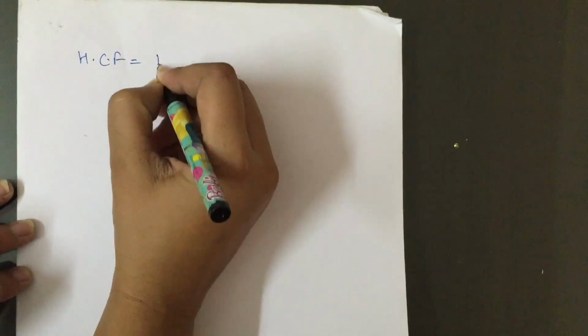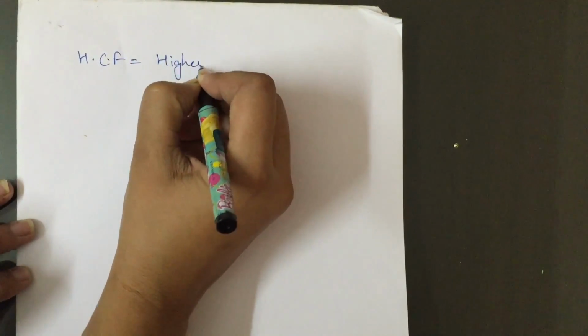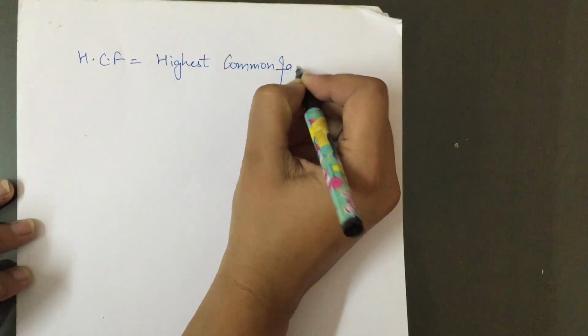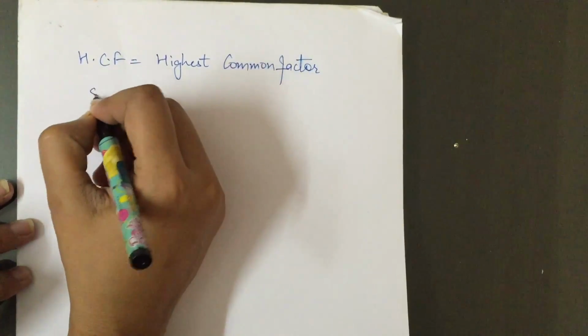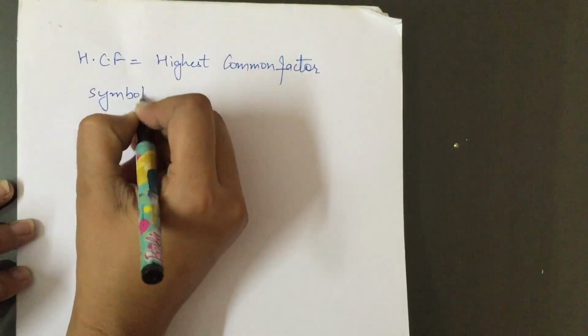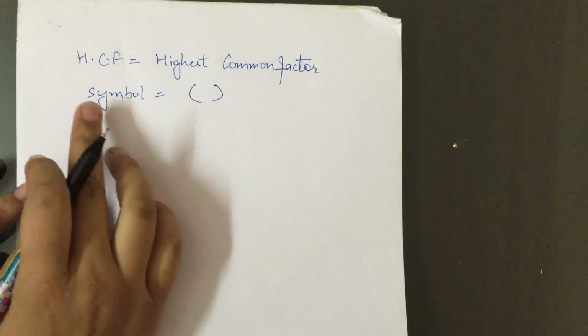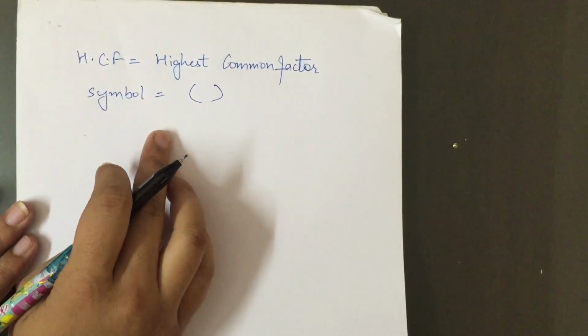Good morning everyone. Today we are going to understand the concept of HCF. HCF is defined as highest common factor, and its symbol is circular brackets, right? Now we will discuss and explain this concept with the help of an example.